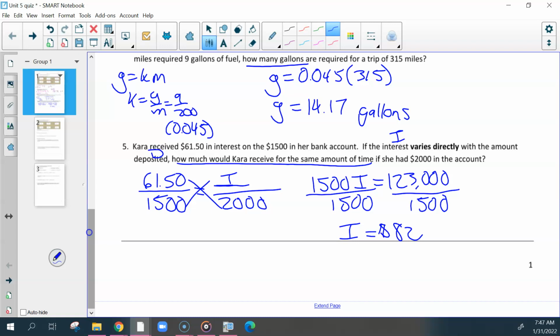Do we have any questions on number 5? If you did it this method, this would have been 4 points. If you did it the method of finding K, that would have been 6 points, because if you find K, you have to include your equation.